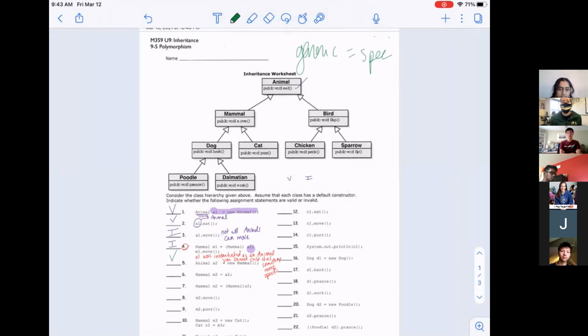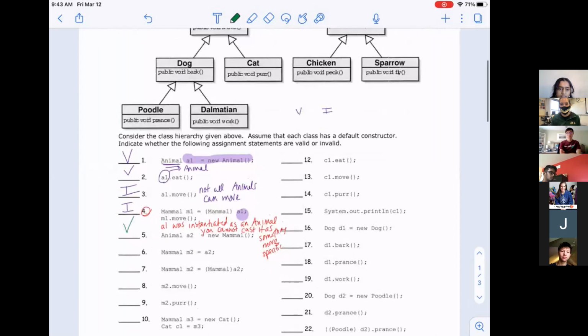Now, mammal M2 equals A2. Now, a lot of people want to say that this is valid because they're like, oh, but A2 is really a mammal. But here's the problem. Java has blinders on. All that Java can see is that A2 is an animal. Even though we know it's a mammal, it's disguised. Its reference variable is generic. It has a generic label, okay?